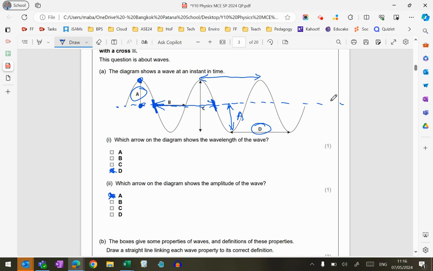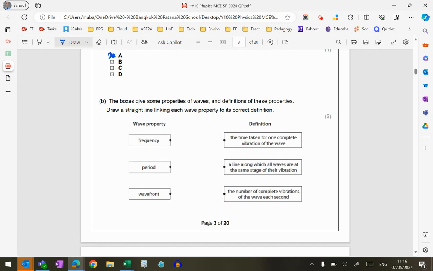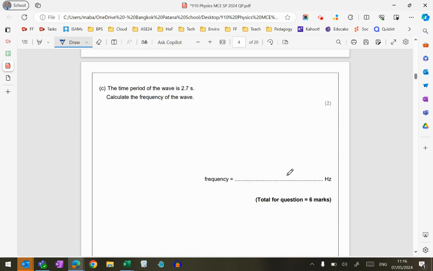Great stuff. The boxes give some properties of waves and definitions of these properties. So period, first of all, that's an easy one for us to start off with. Period is the time taken for one complete vibration of the wave. And then we could look at frequency. The frequency is the number of complete vibrations of the wave each second. And then finally the wavefront is the line along which all waves are in the same stage of their vibration, right?